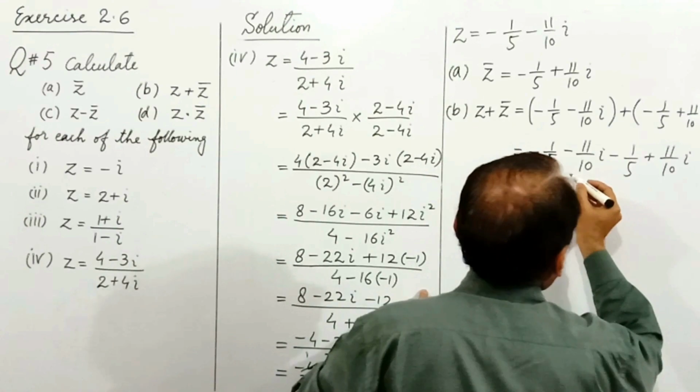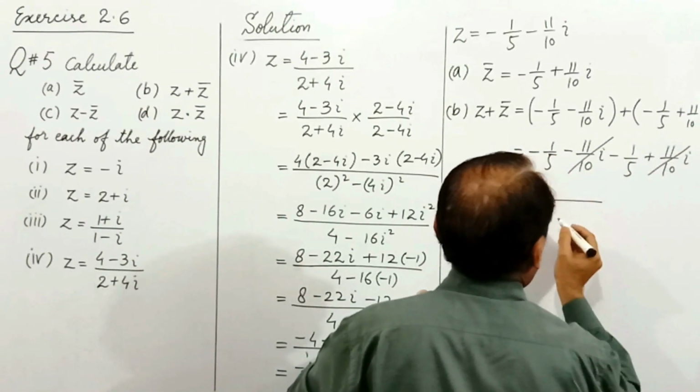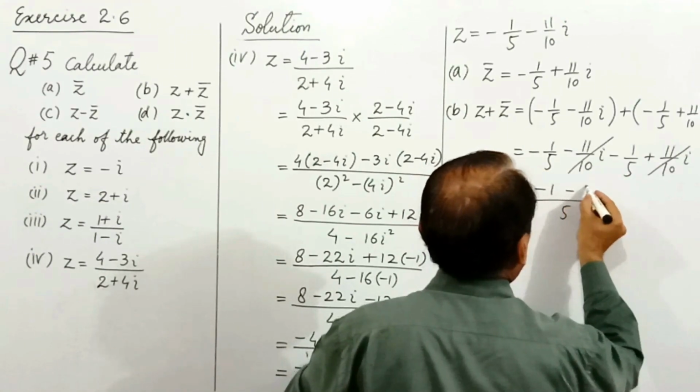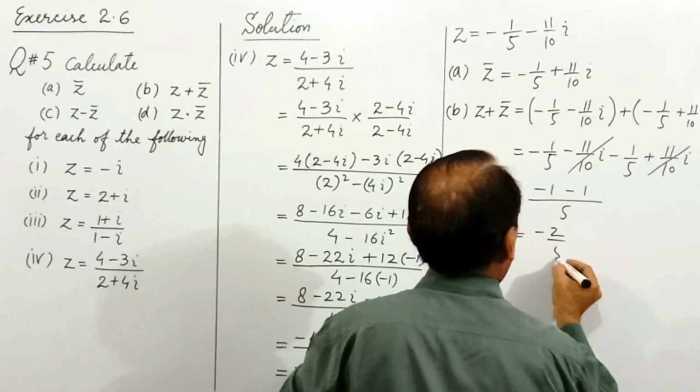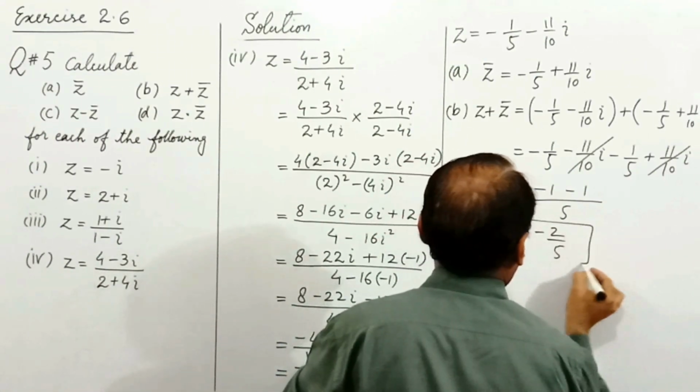Like terms having different signs are cancelled, and we take the LCM of minus 1 over 5 minus 1 over 5. Denominators are same, so we write the numerator as it is. Minus 2 over 5 we got over here for Z plus Z bar.